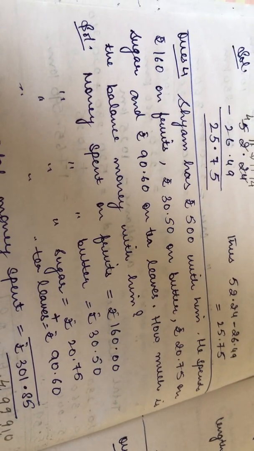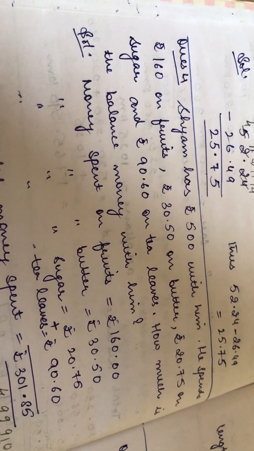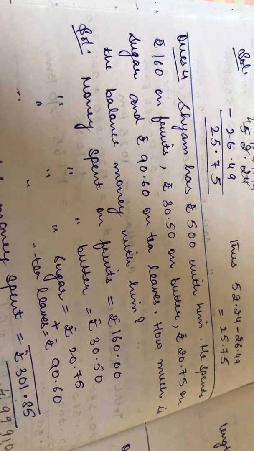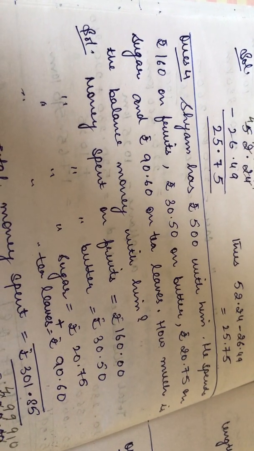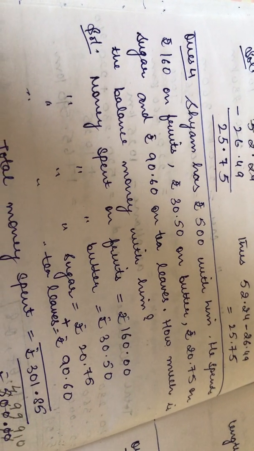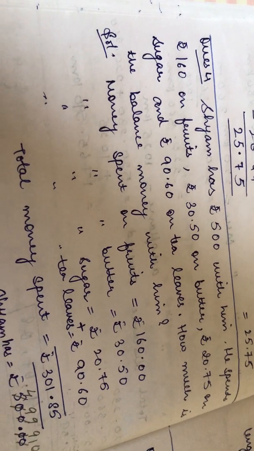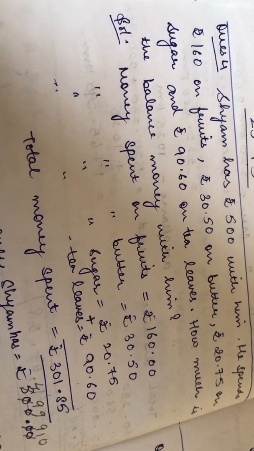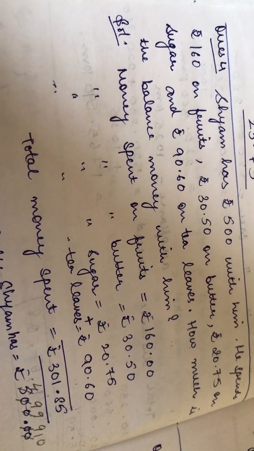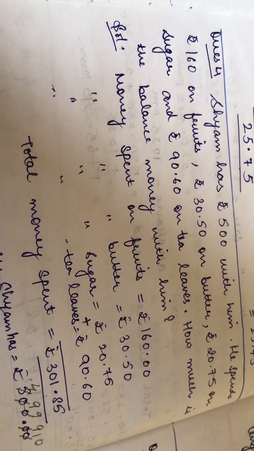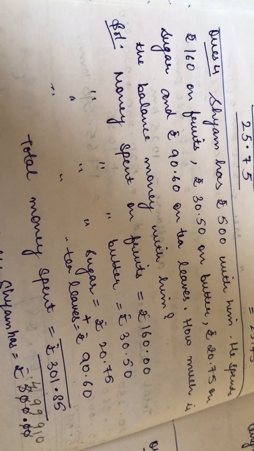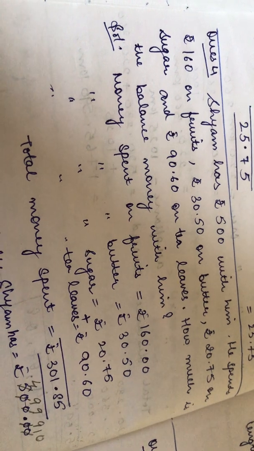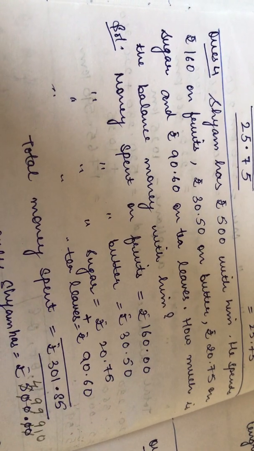Question number 4 is, Sham has rupees 500 with him. He spends rupees 160 on fruits, rupees 30.50 on butter, rupees 20.75 on sugar and rupees 90.60 on tea leaves. How much is the balance money with him? So let's do. Money spent on fruits is rupees 160. Money spent on butter is 30.50, money spent on sugar is 20.75, and money spent on tea leaves is 90.60.